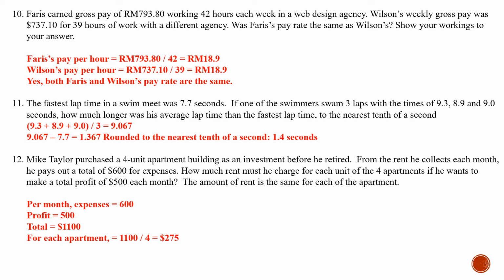What is the nearest tenth of a second? One decimal place. What is tenth? One decimal place, isn't it? What is hundredths? Two decimal. The TH number of decimal places. All right? So it's 1.4 seconds.